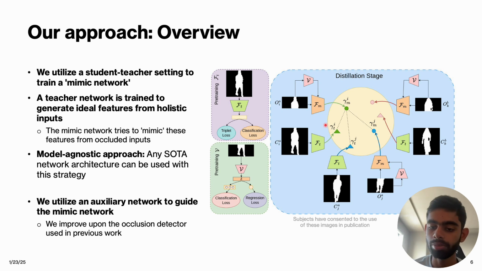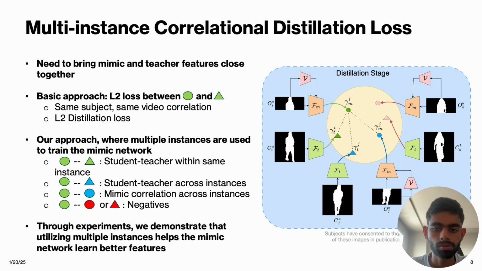This is a model agnostic approach. Any state-of-the-art network may be used with this strategy. And like the previous work, we also utilize an auxiliary network to guide the mimic network.